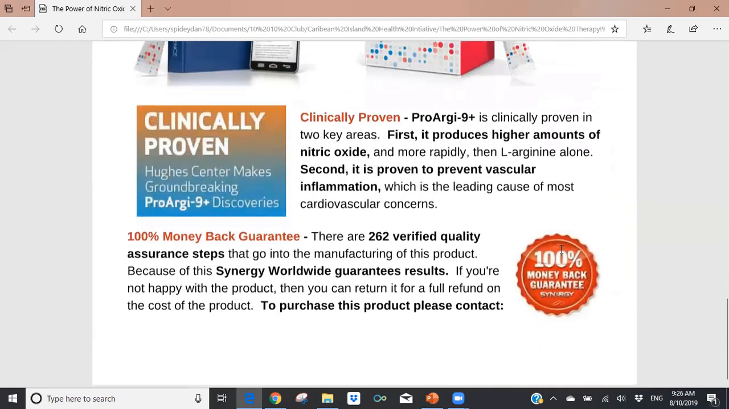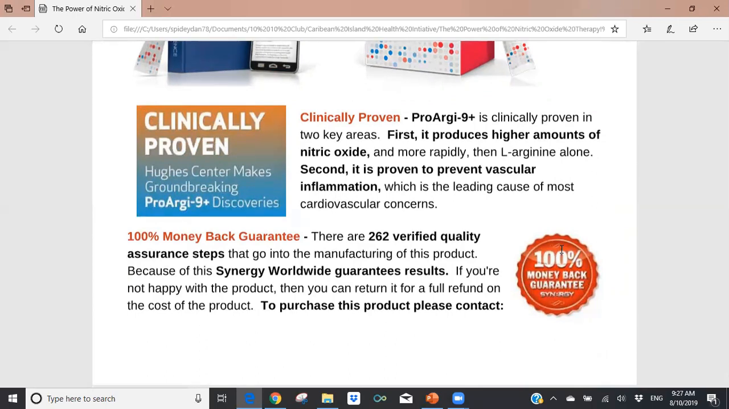And then this product comes with a 100% money-back guarantee. They have 262 verified quality assurance steps that go into the manufacturing of this product. And because of this, Synergy Worldwide guarantees your results. That if you're not happy with the product, then you can return it for a full refund on the cost of the product.